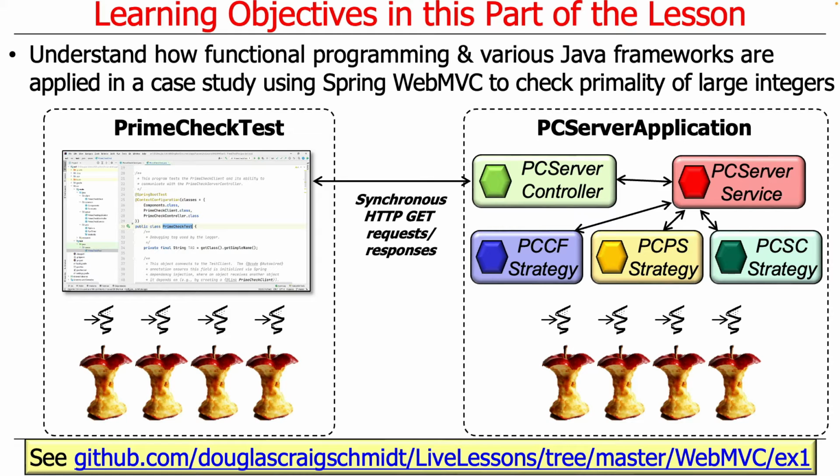In this particular case, as you'll see, we're going to have a multi-threaded client that's going to do some really cool stuff. And on the back end, we're going to have different strategies for doing primality checking of large integers. We're going to do a couple of different implementations. We'll probably right now focus on the structured concurrency one, because that's our focus. But if you look at the example here in the EX1 project in the WebMVC folder in my Live Lessons GitHub repository, you'll see sort of a Rosetta Stone of different approaches that use completable futures, that use parallel streams, and so on. So you can kind of mix and match and see which approach you prefer.